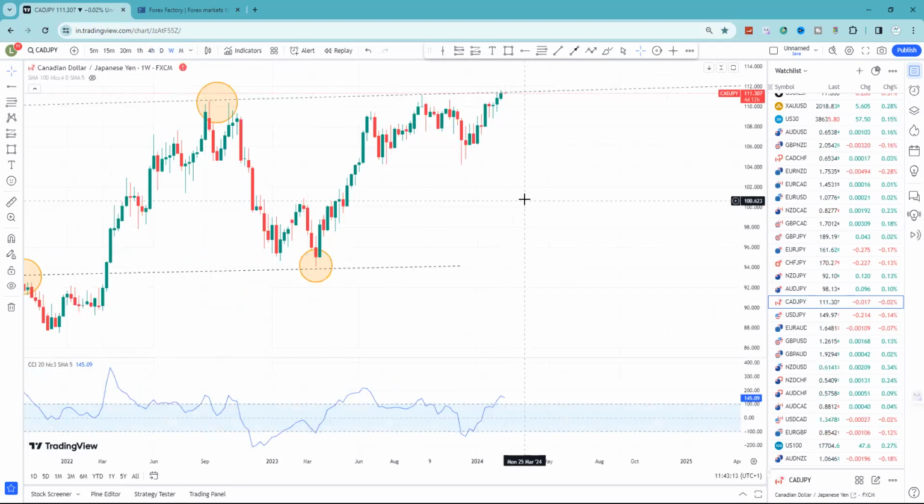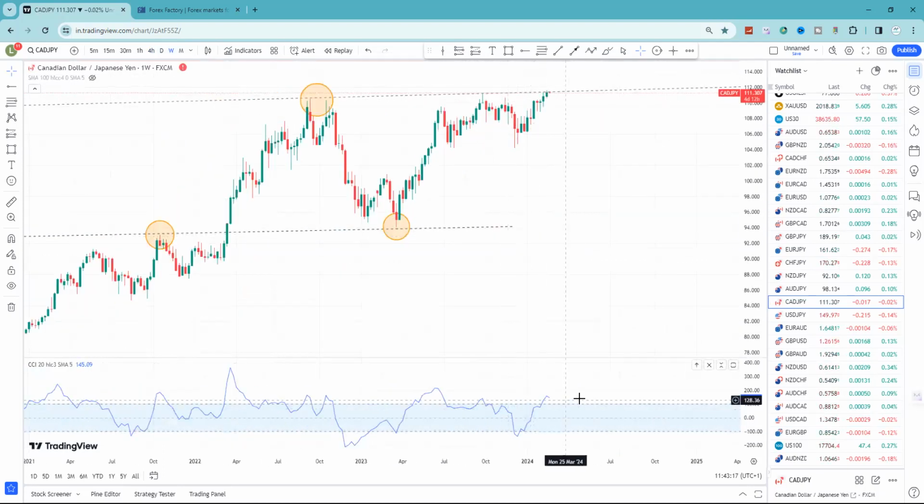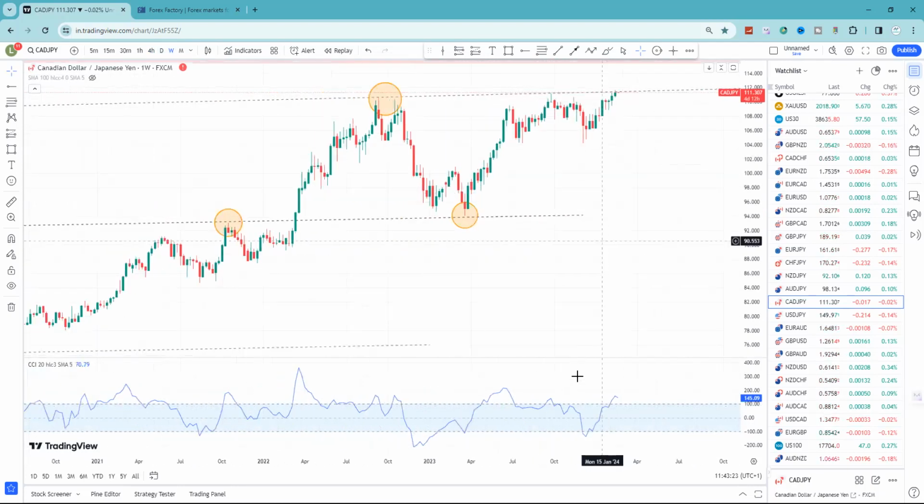First I go to the weekly time frame, and on the weekly time frame, it is not yet ready to confirm the trade.